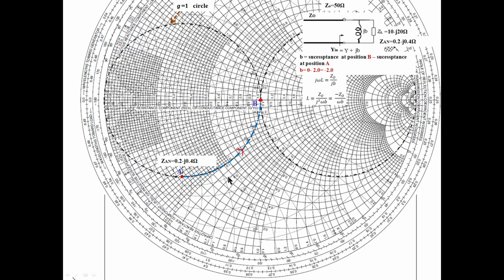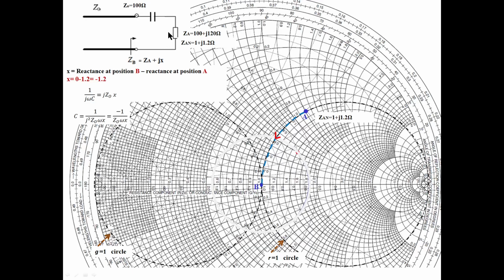So in this problem the point is on the G is equal to 1 circle, not on the R is equal to 1 circle. But in the previous problem, the load is like this, 1 plus j1.2. So this is the R is equal to 1 circle, and x is equal to 1.2. Our point is on the R is equal to 1 circle.